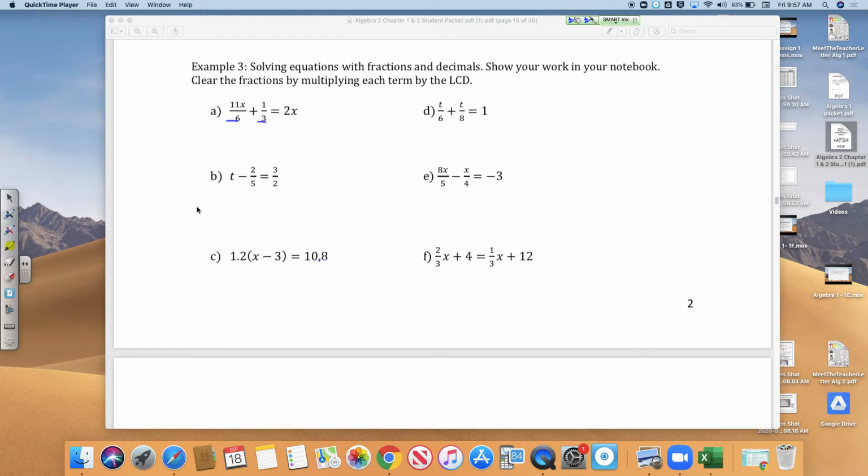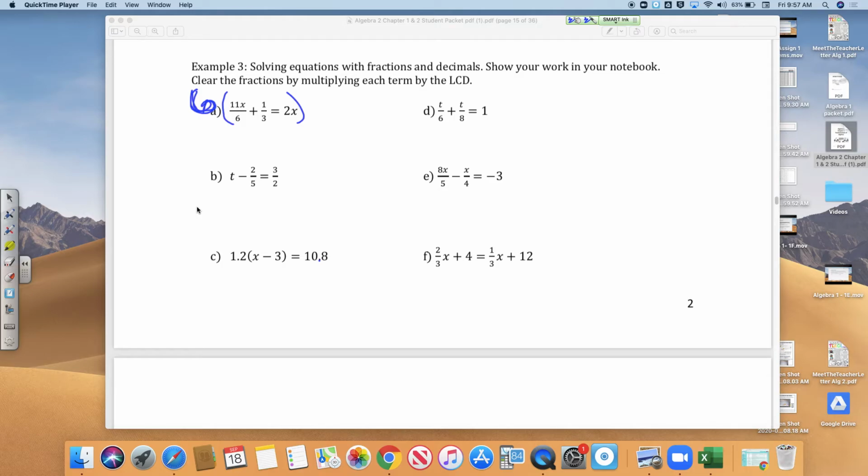So what I can do is I can take the entire equation and I can multiply it all by 6, everything. I'm going to take everything and multiply it by 6. And when I do that, it will cancel out all of the fractions. The fractions will go away and they will become integers. And when I have all integers, it's easier to solve.